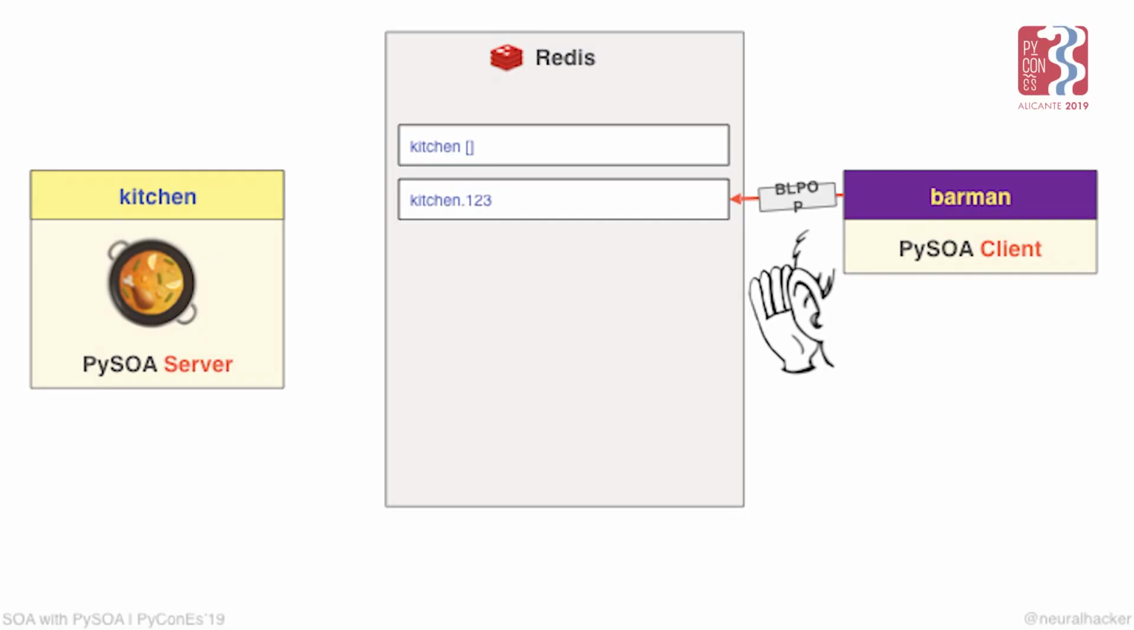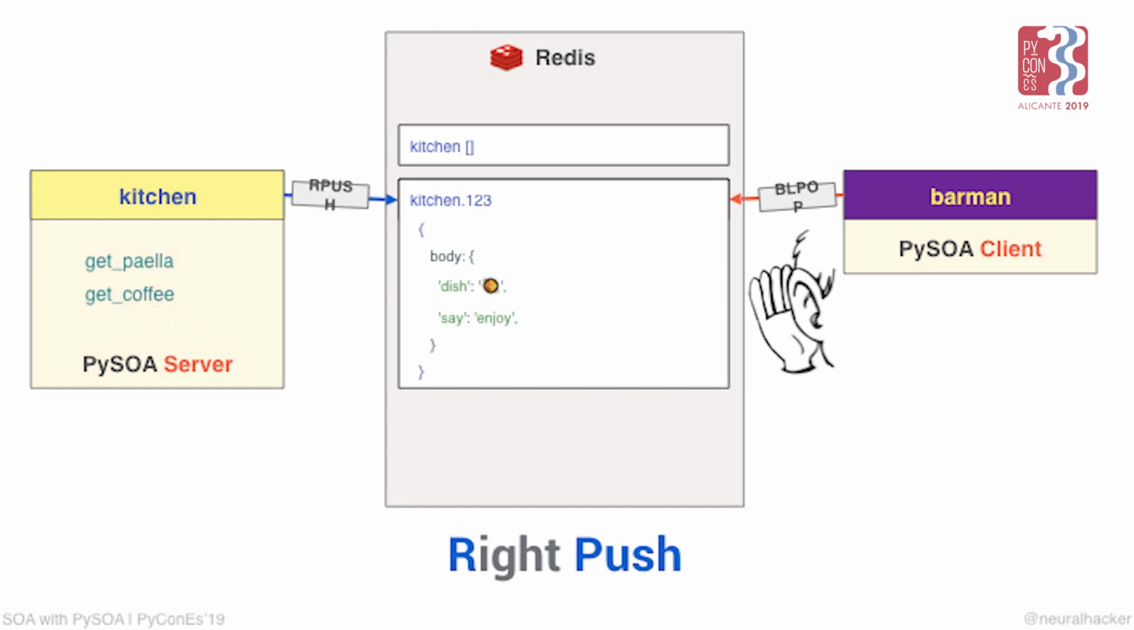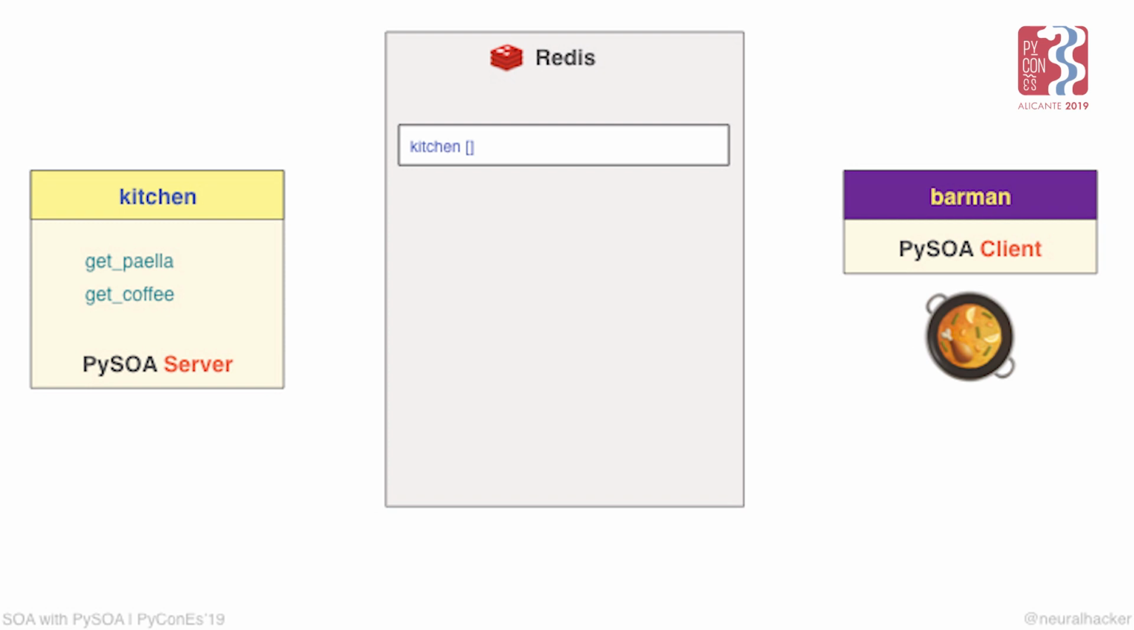So after some time, the server is working, and then we finally have the paella, and it's going to use the same mechanism to push the message to the response address, with another Python dict sending the dish. And as soon as it's sent, as the client is listening, it's going to get the message. And that's how the barman gets the paella.